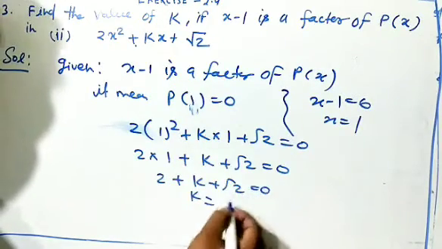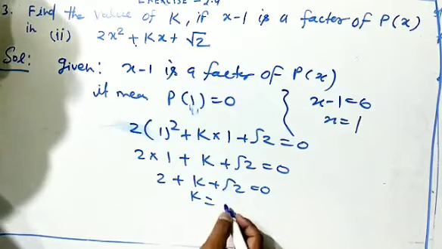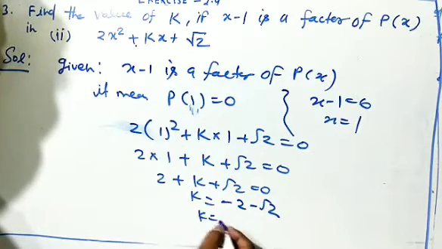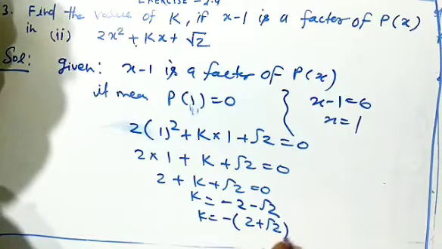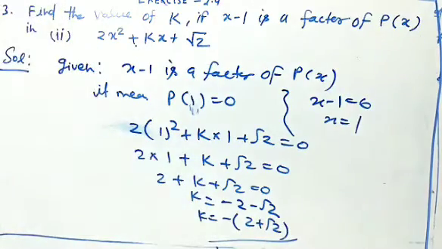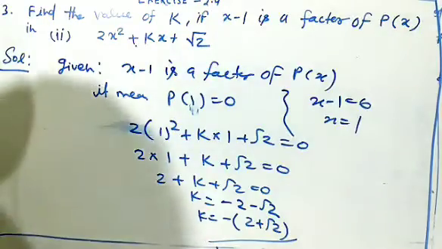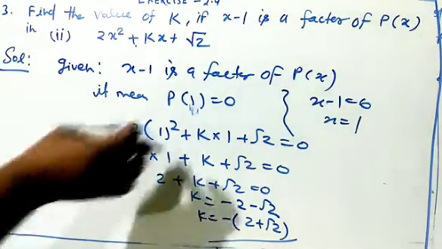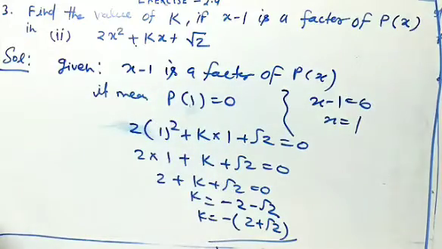K goes to that side. Minus 2 minus root 2. Minus is a common, so minus (2 plus root 2). The value of k will be minus (2 plus root 2). Okay. So in this question, when they give x minus something as a factor, you have to be very clear about what value we have to put in the equation to get the answer. Okay. So come to the next question.